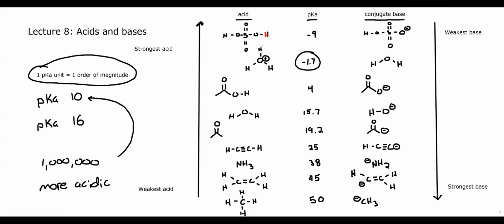That means that any of these three hydrogens on H3O+ are all equivalent, right? Any of those three could leave, act as a proton donor, and you'd end up with H2O, which would be the conjugate base. And the strength of that acid, -1.7. It's a strong acid.